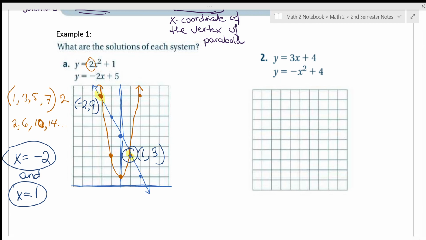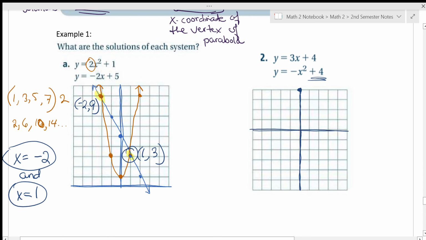Let's try another one. Okay. My parabola is going to start at 0, 4, and then it's going to go down. So I'm going to put my grid. If I'm going to say that this is where my parabola is, then I'm going to get, that's 4. So 3, 2, 1, 0. Put my x-axis right here.